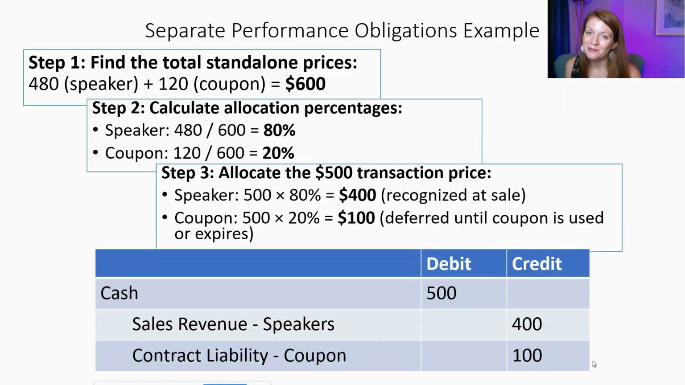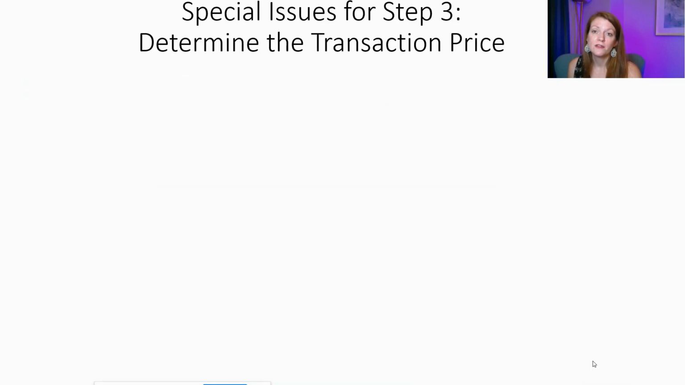We don't show cash coming in for $600 because they did not pay us $600, even though that's how much the standalone prices would have totaled. We show cash of $500. Cash should be really simple. We got $500 in cash. Then we're going to show the sales revenue for the speakers. We provided the speakers for them already. That performance obligation is complete. Then we show the contract liability for the coupon of $100. So we haven't given them anything for this, but since we gave them a discount, we're going to go ahead and show that separate performance obligation as a liability because it's deferred until they choose to use it another time.